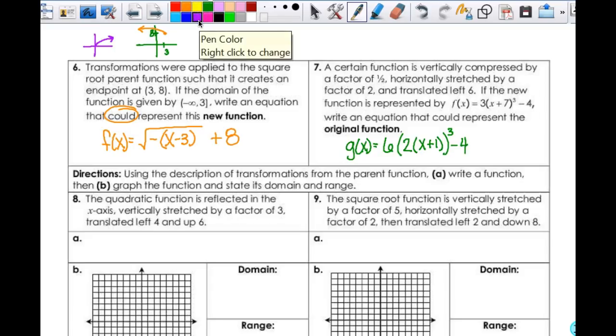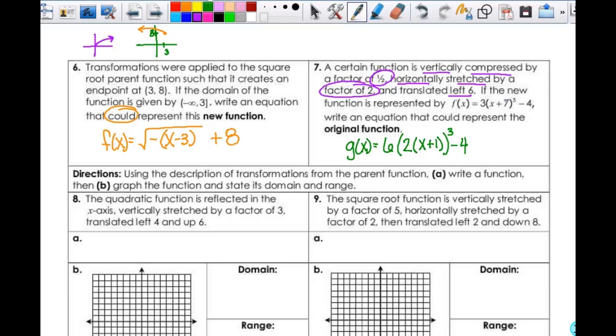And so if I take this, I have to do all of these things to it, and it should give me this. So I'm going to vertically compress it by a factor of 1/2. Multiply this by 1/2, I get 3. Horizontally stretched by a factor of 2, which means that it gets multiplied by 1/2. If I take this and multiply it by 1/2, I get 1, which is basically this. And then translated left 6, which would mean I would add 6. So if I take that 1 and add 6, I get the 7, and then we're good.